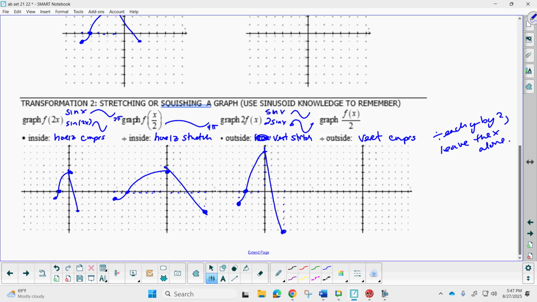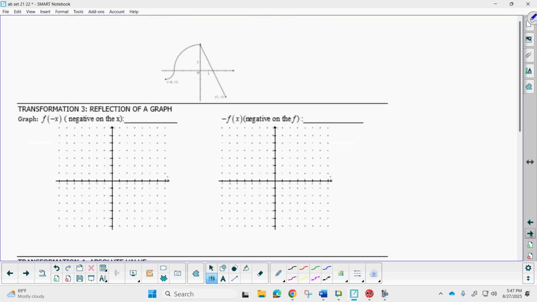Okay. All right, let's go to reflection. Reflection, flip it over. All right, if you still are talking that base graph, if you change signs of the inside x, then you're changing x from positive to negative, and it'll cause reflection across the y-axis.